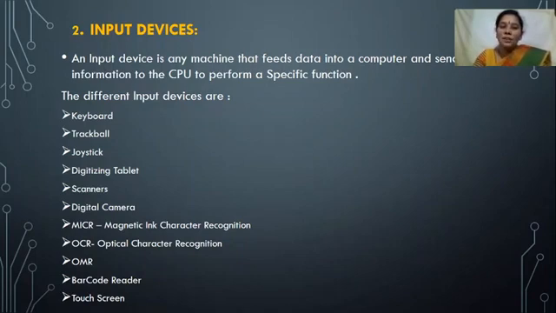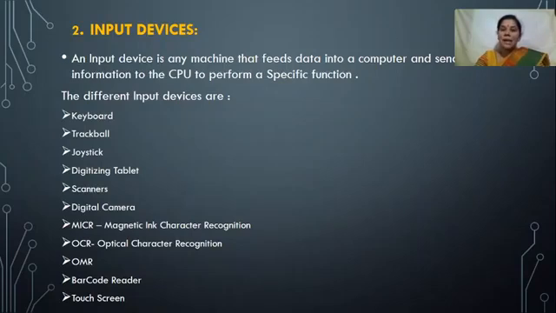First we'll start with the keyboard. What is a keyboard? I hope everyone has seen a keyboard. Everybody has a keyboard at home. Keyboards have many alphabets, numbers and some function keys. Then we'll see the trackball and the joystick. The joystick we mainly use for gaming. We play games using joysticks.